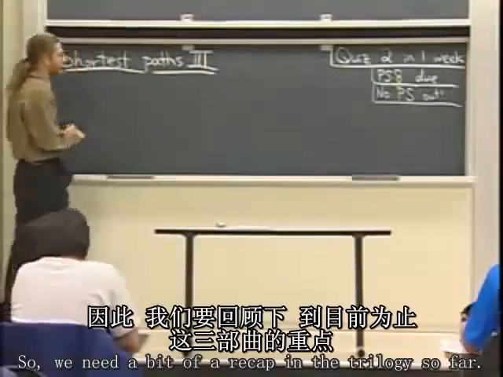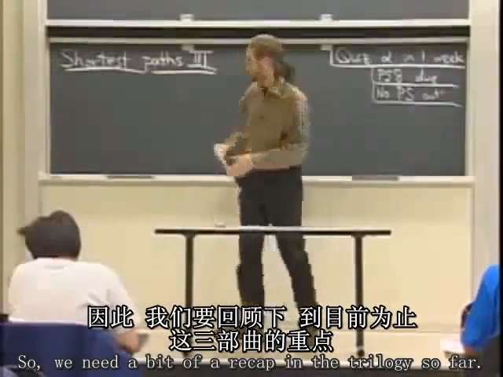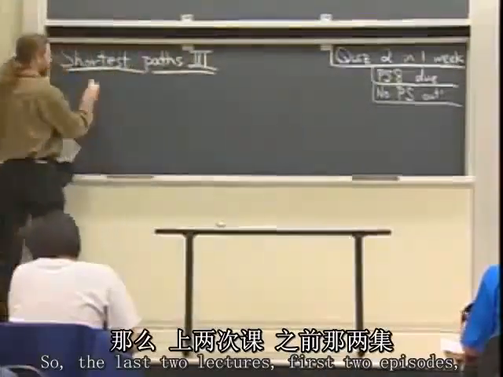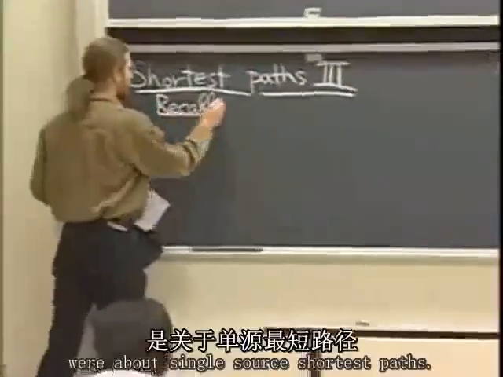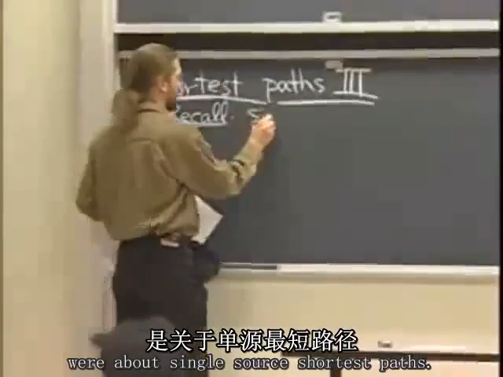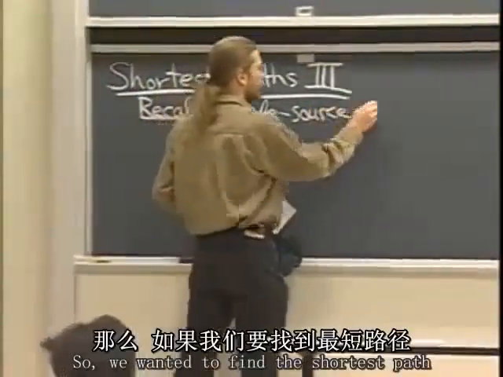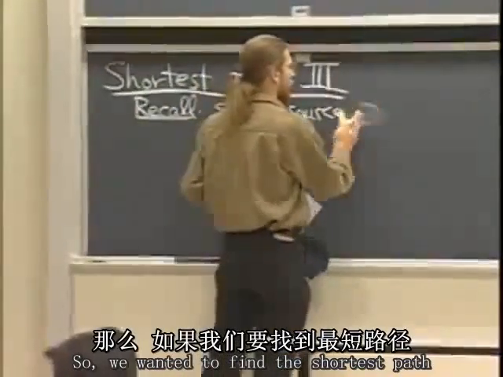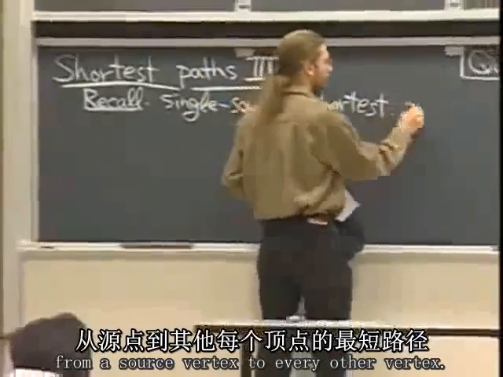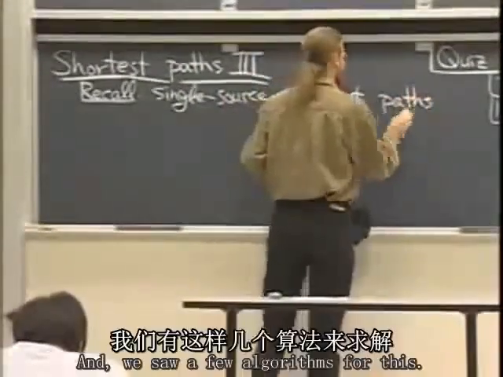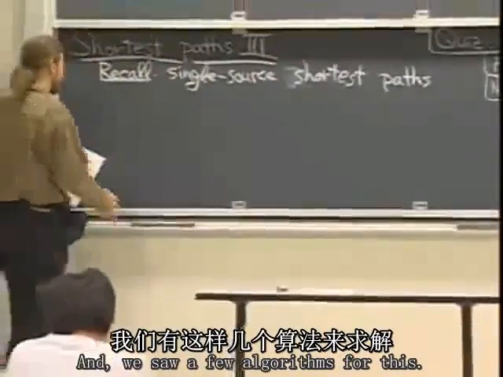So we need a bit of a recap in the trilogy so far. The last two lectures, the first two episodes, were about single source shortest paths. We wanted to find the shortest path from a source vertex to every other vertex, and we saw a few algorithms for this.